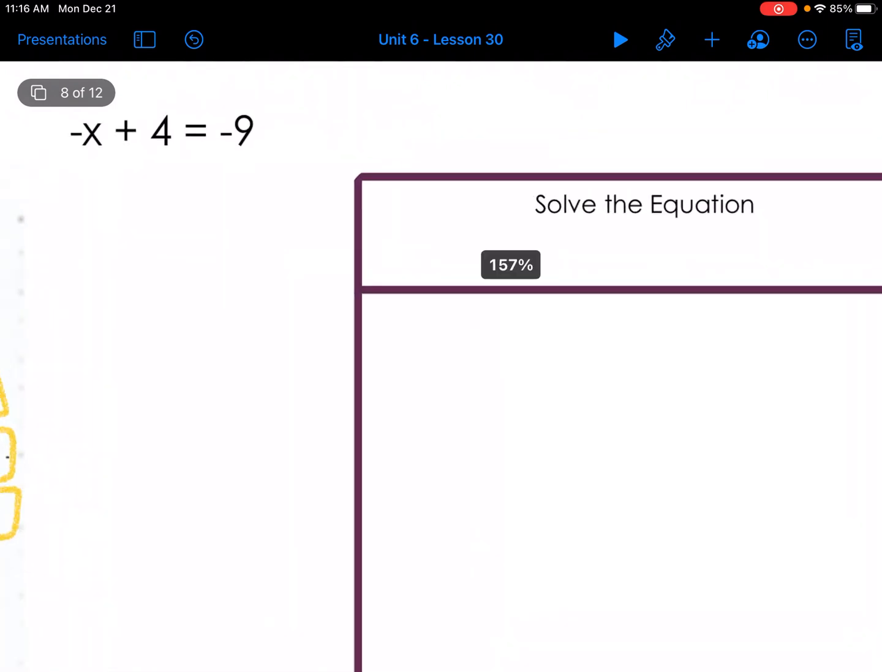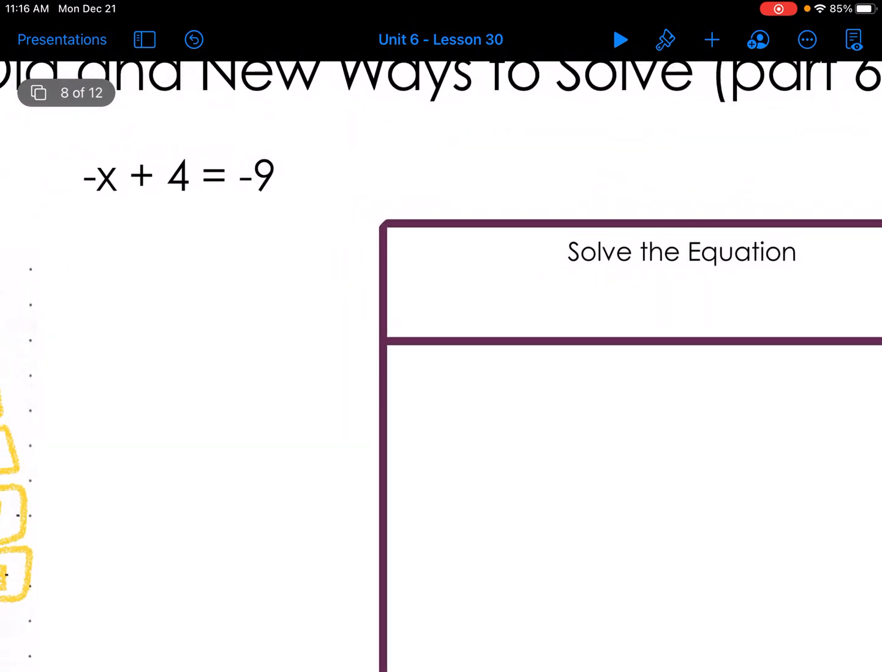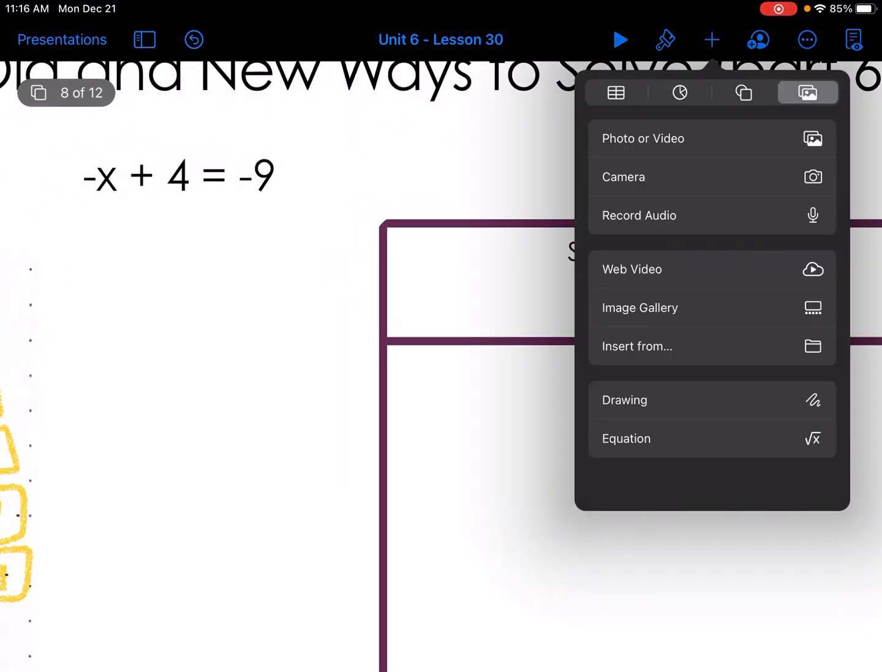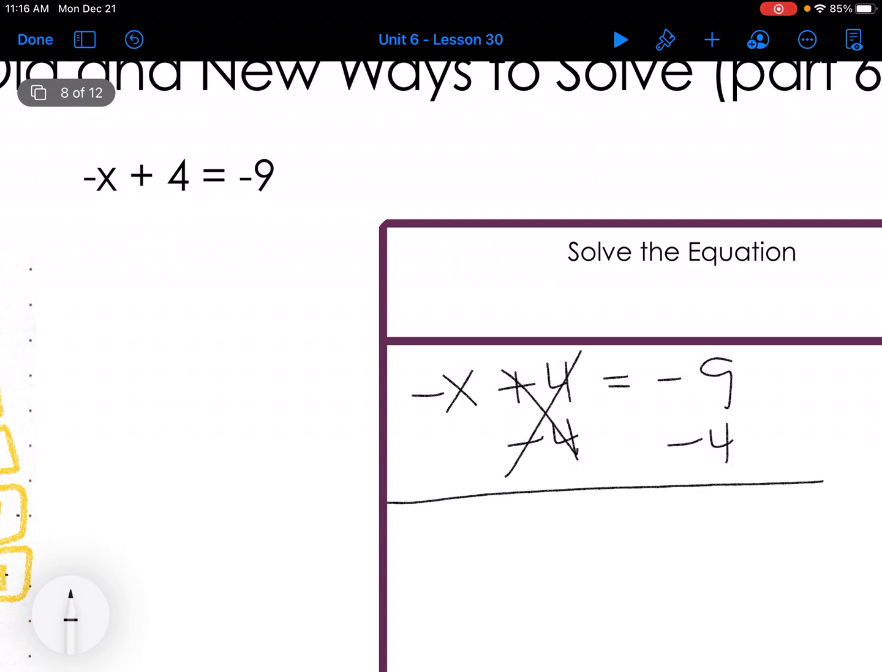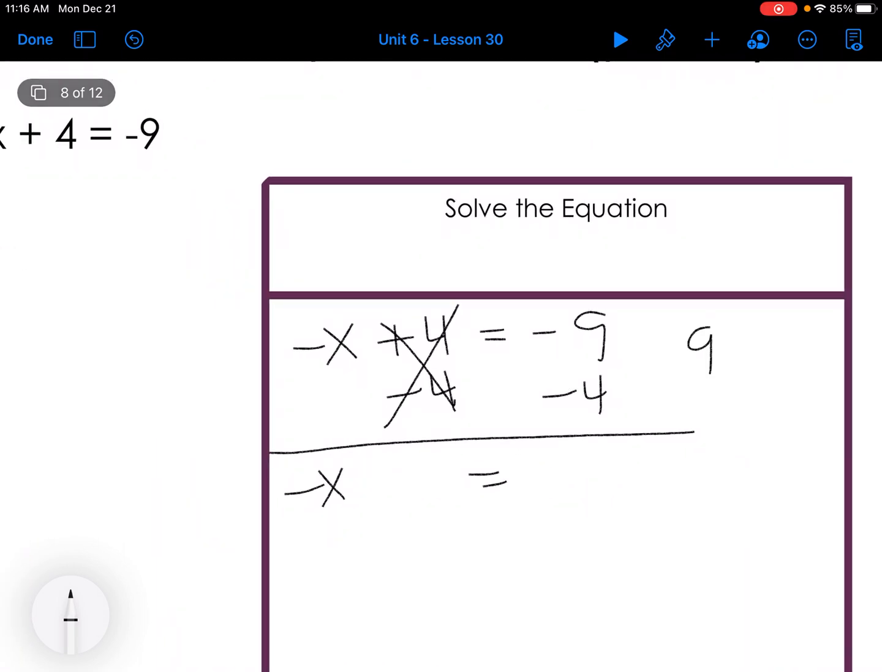Okay. So I've got to turn back on my drawing tool. I've got negative x plus 4 equals negative 9. So I'm zeroing out, and I'm left with negative x equals, and this says 9 plus a negative 9 plus a negative 4. Signs are the same, so you add, and you take the sign of both numbers.